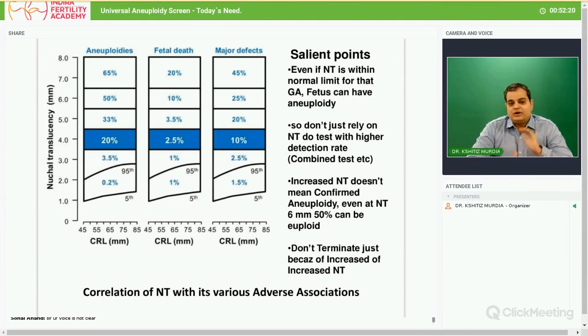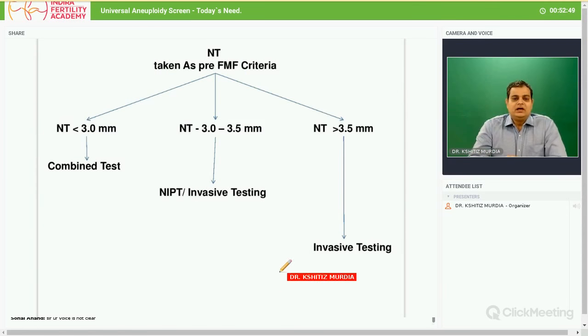So just don't rely on the presence or the size of the NT. Do a test which can have a higher detection rate, like a combined test. If increased NT is there, it doesn't mean that there is a confirmed aneuploidy. Even at an NT of 6 mm, 50% of babies can still be euploid. So don't terminate just because there is an increased NT. Do evaluate it properly, and a big chunk of those babies can do well and be healthy.